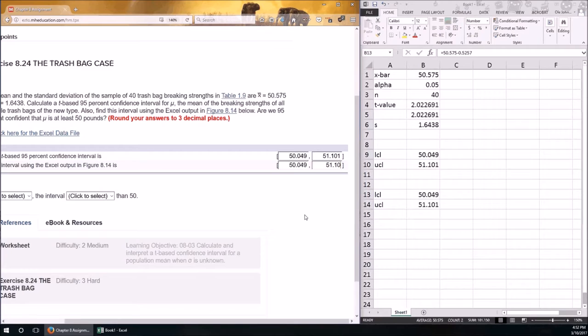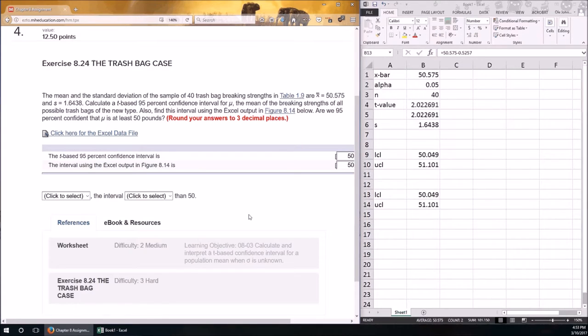Now, the most important thing here. Are we 95% confident that mu is at least 50 pounds? That is, are we 95% confident that mu is greater than 50? In other words, you remember what these confidence intervals actually mean. We're 95% confident that mu is between the lower and the upper limit. Notice that the lower and the upper limit are both above 50. Therefore, we are at least 95% confident that mu is greater than 50. Because we're 95% confident that it's between 50.049 and 51.101. We're actually more confident that it's greater than 50, but they only wanted to know if we're at least 95% confident. Yes, the interval is greater than 50. And that's it.